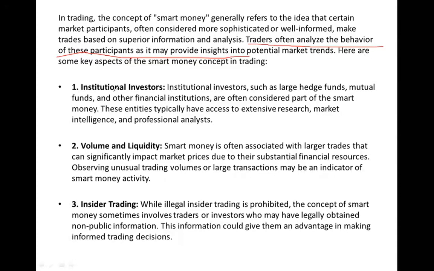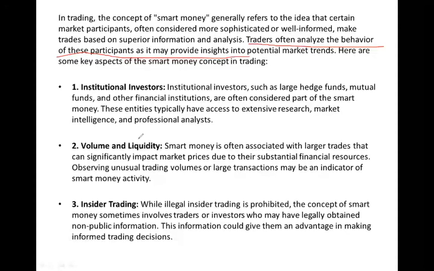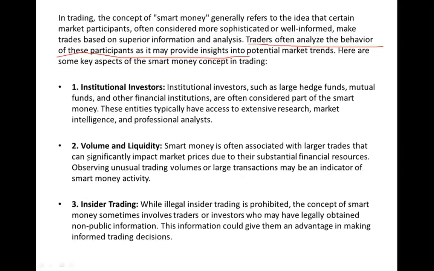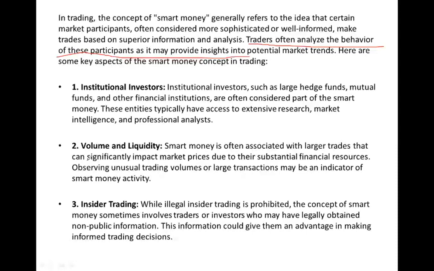Then the second key aspect is volume and liquidity. Smart money is often associated with larger trades that can significantly impact market prices due to their substantial financial resources. Observing unusual trading volume or large transactions may be an indicator of smart money activities. What smart money do in the market is that they observe the volume and liquidity of the market.